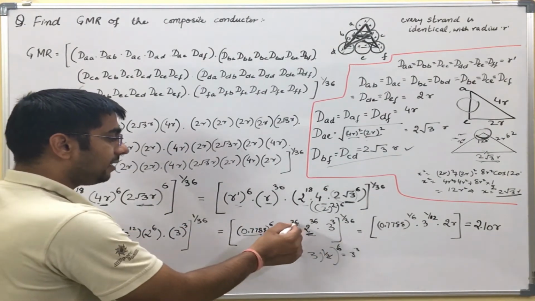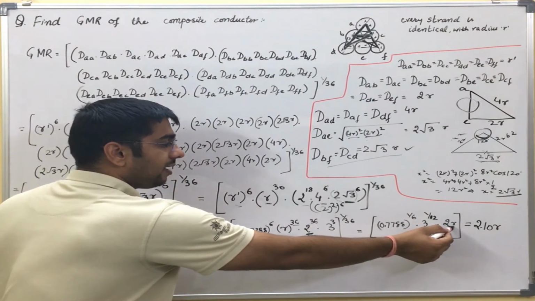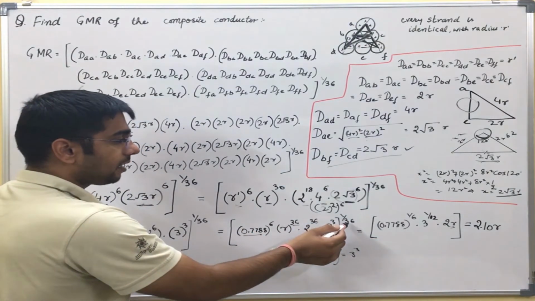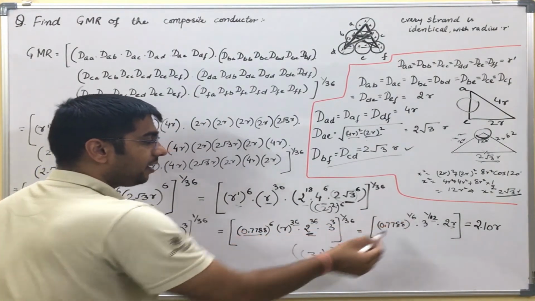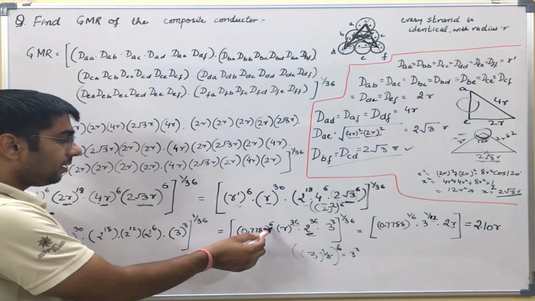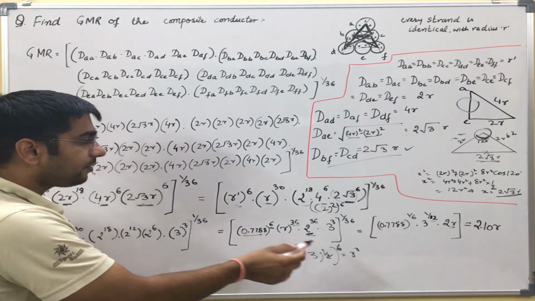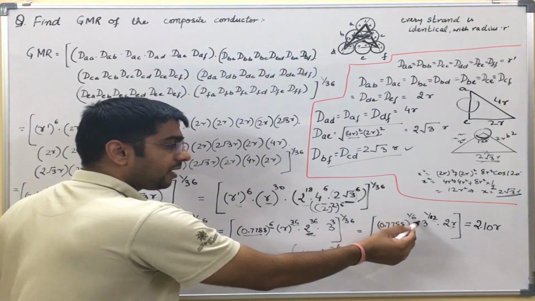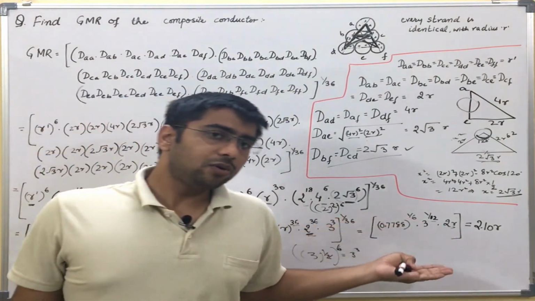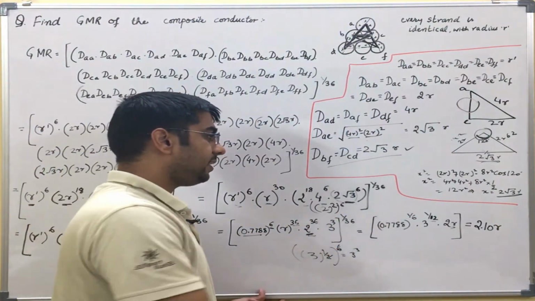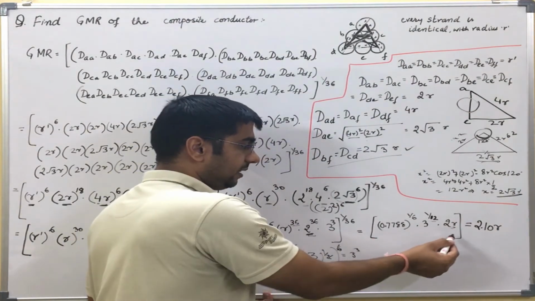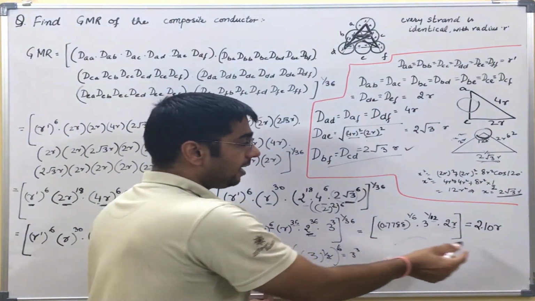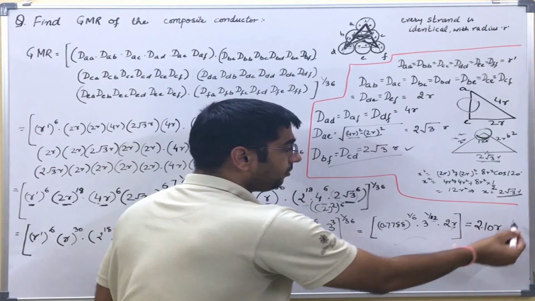So this 36 and this 36 will cancel out, only 2r will remain, and for 3 only a power of 1 by 12 will remain, and for the 0.7788 term, only 1 by 6 will remain. On using the calculator and solving these terms, the ultimate value will come out to be 2.10r.